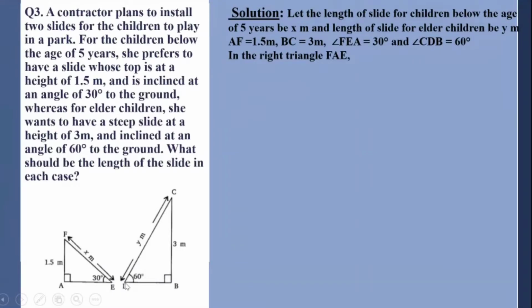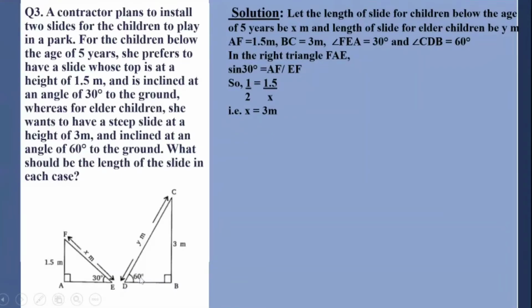In the right triangle FAE, what is the ratio that will connect FA and FE? This is the perpendicular, this is the hypotenuse. The opposite side upon hypotenuse is what? It is sine theta. So I take sine 30. Sine 30 is equal to AF upon FE. Sine 30 is 1 upon 2. So I get 1 upon 2 is equal to 1.5 upon x, which gives me x is equal to 3 meters. So I get the value of the length of the first slide.